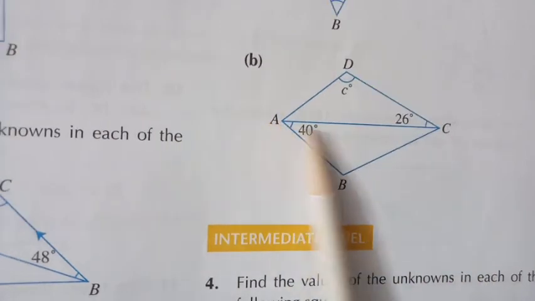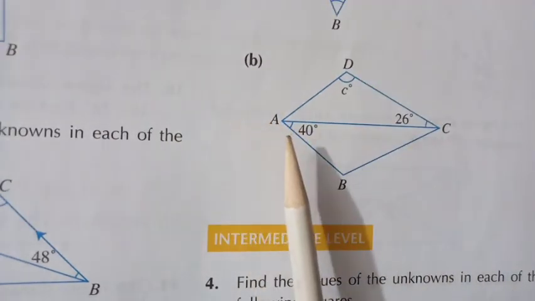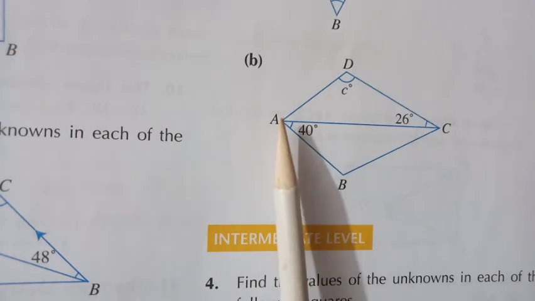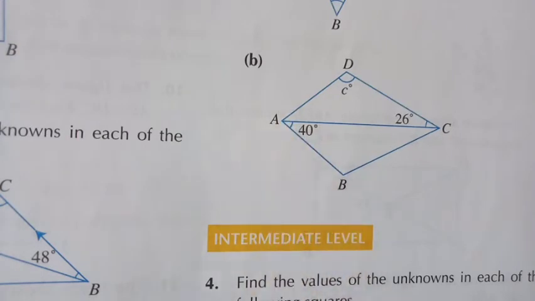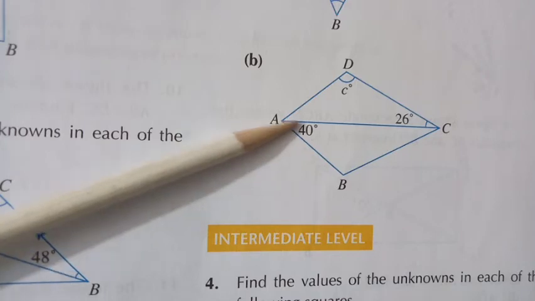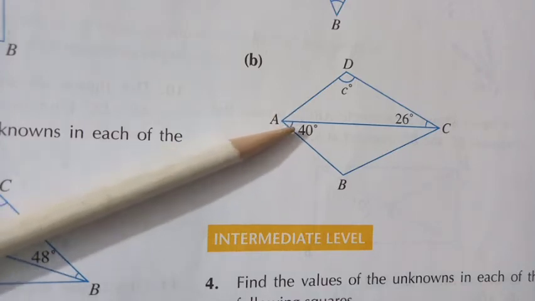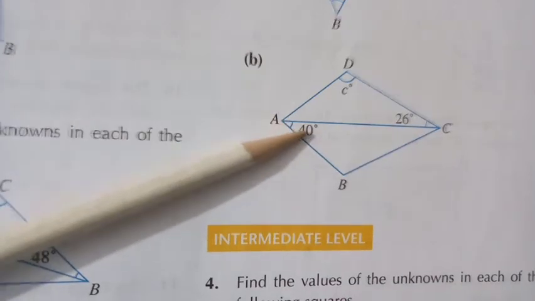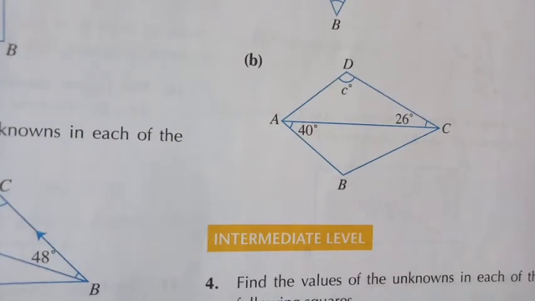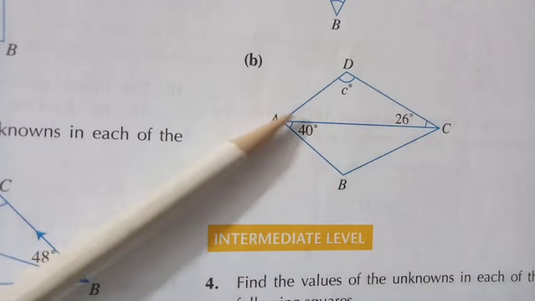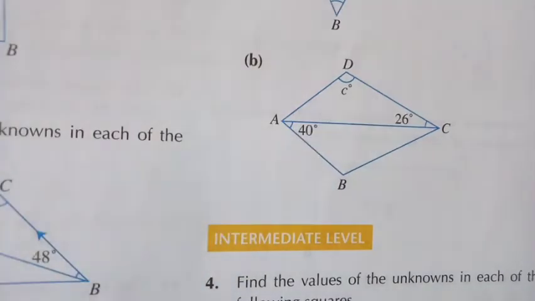Look, when the diagonal is drawn, it bisected this internal angle, meaning the total internal angle was 80 degrees, which bisected to become 40. So this is 40, this is also 40 degree, right? So 40 plus 26 plus C equal to 180. So easily you can find out the unknown angle here. You will do it by yourself.